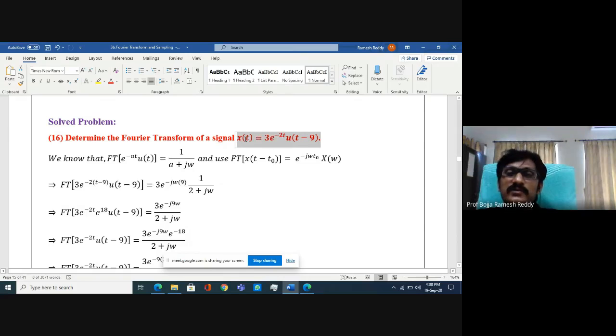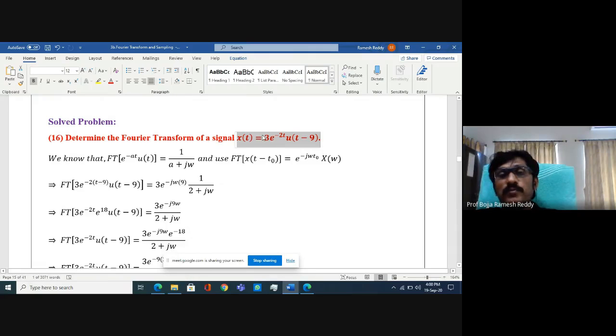Like that, they will ask a question. u of t minus 9: it is shifted by 9 units. The unit step signal is shifted by 9 units. But is the exponential term shifted?